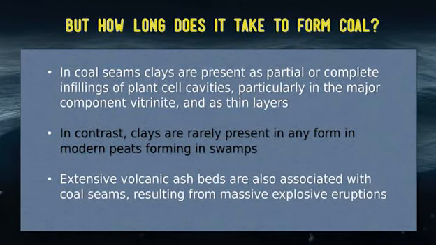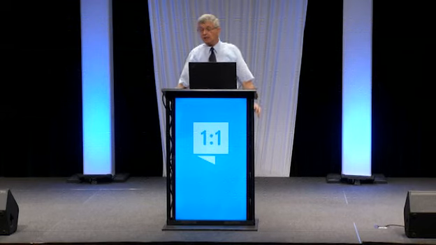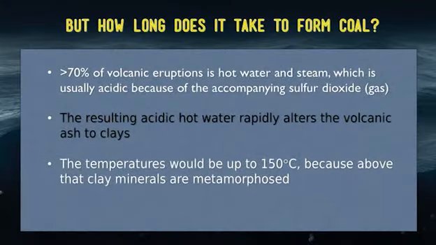Now we know from the geologic record that extensive volcanic ash beds are associated with coal beds, and we know that there are extensive, massive explosive eruptions, volcanic eruptions during the flood. In fact, the volume and extent of some of the volcanic rocks in the geologic record make volcanic eruptions today look like firecrackers. A third of the Indian subcontinent is covered in basalts 1,000 feet deep. Huge eruptions during the flood. We need to remember that 70% of volcanic eruptions is hot water and steam, which is usually acidic because of the sulfur associated with the volcanic eruptions.